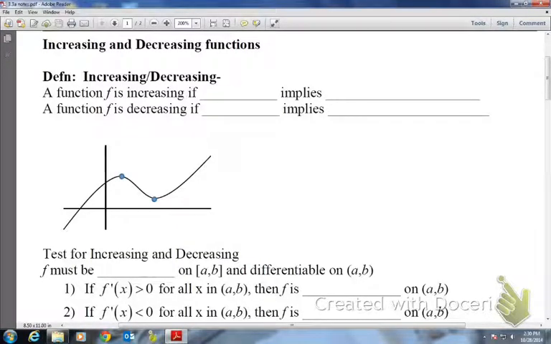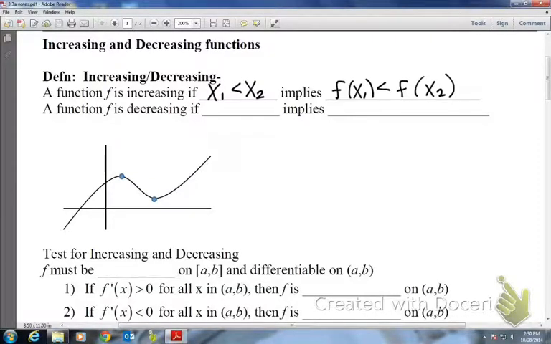All right, so today we're going to be talking about increasing and decreasing functions. The definition for increasing and decreasing is as follows. A function f is increasing if, and we're going to look at two x values, x1 being less than x2, or in other words, x1 is smaller than x2, implies, and again this is for it to be increasing, that the y value associated with x1 has to be smaller than the y value associated with x2. So f of x1 is less than f of x2.